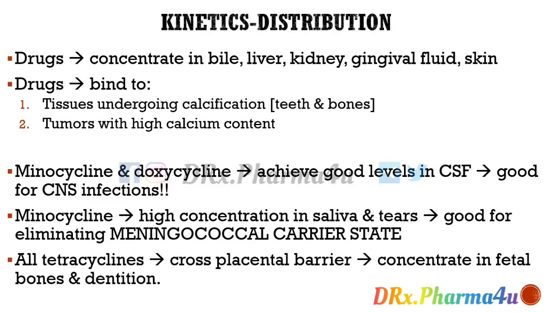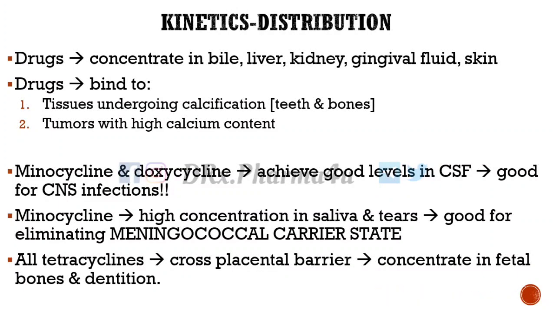All tetracyclines cross the placental barrier and they concentrate in fetal bones and dentition. This is very important. That is why tetracyclines are contraindicated in pregnancy. There are two reasons why. Number one, they cause severe hepatotoxicity if used in pregnancy. And if the woman already has a liver problem, then I don't need to explain further. The second reason is they cross the placental barrier and they concentrate in the bones and the teeth.